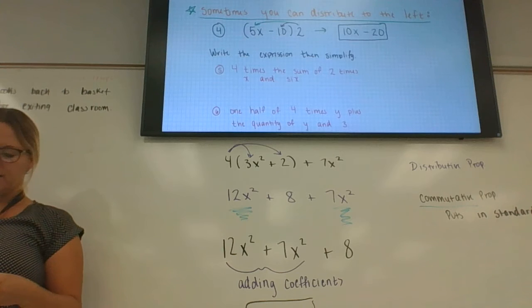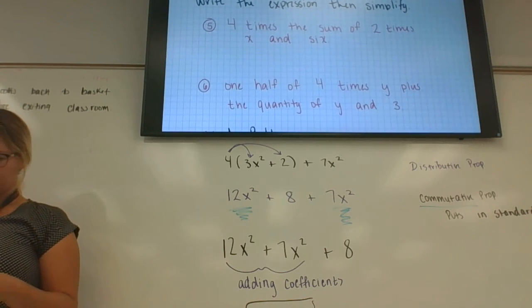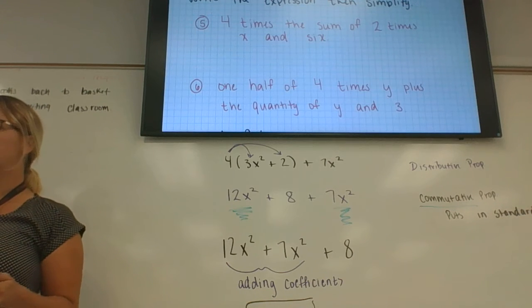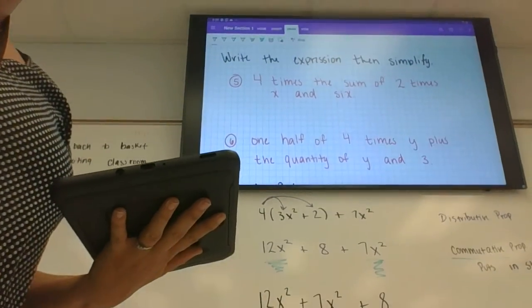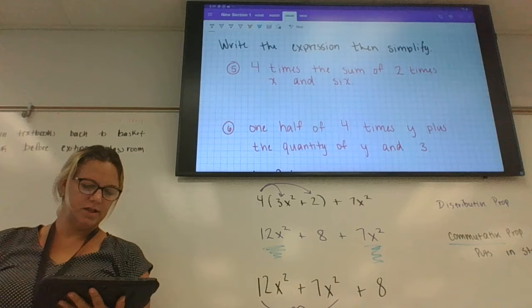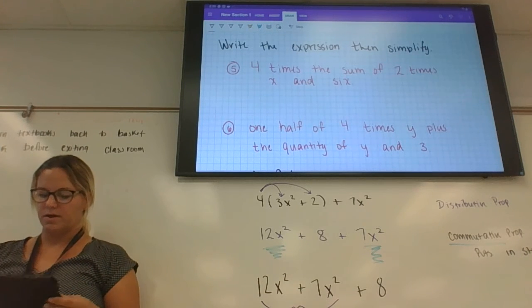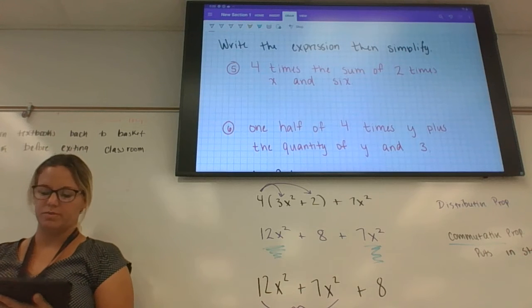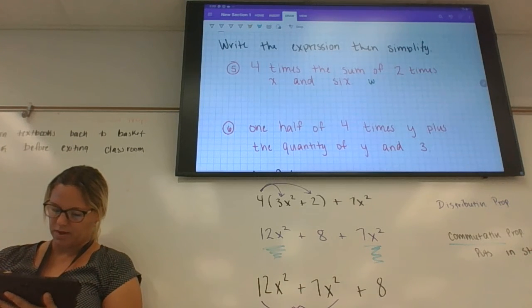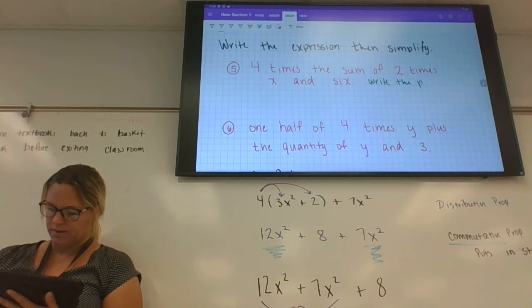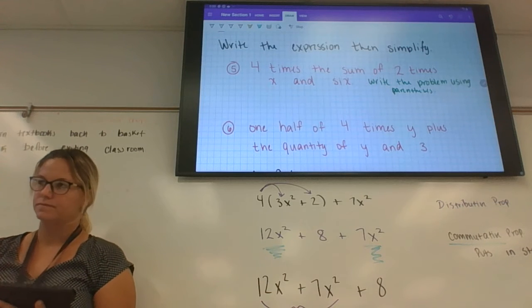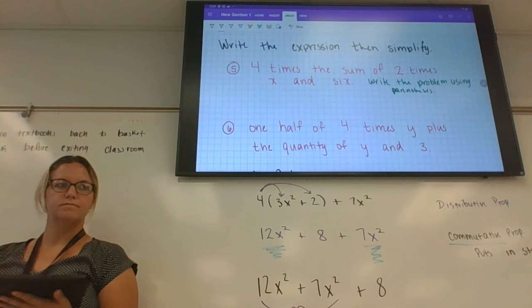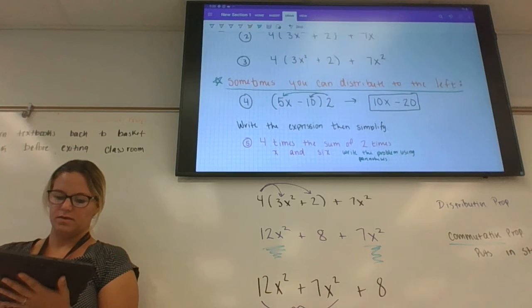The other thing you're going to see in this section is reading words and writing expressions, which we started the chapter with. But now it's a little bit more complicated. Try to read this. 4 times the sum of 2 times x and 6. Try to write that down using parentheses. Okay, write the problem using parentheses. Does anybody need me to go back? Yeah. Sorry. Going too quickly.